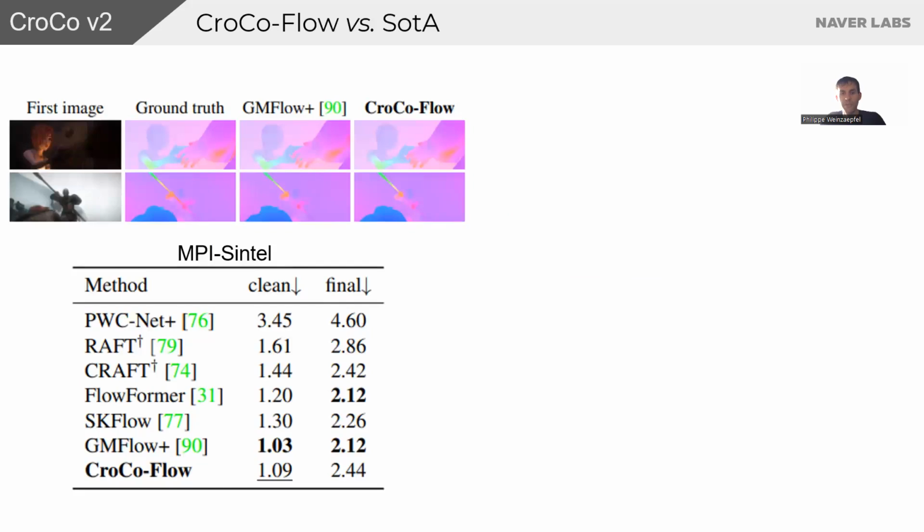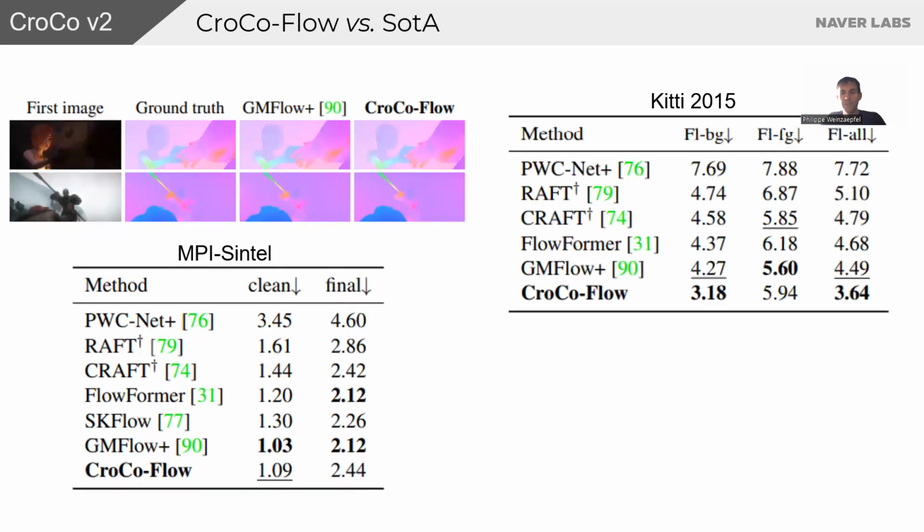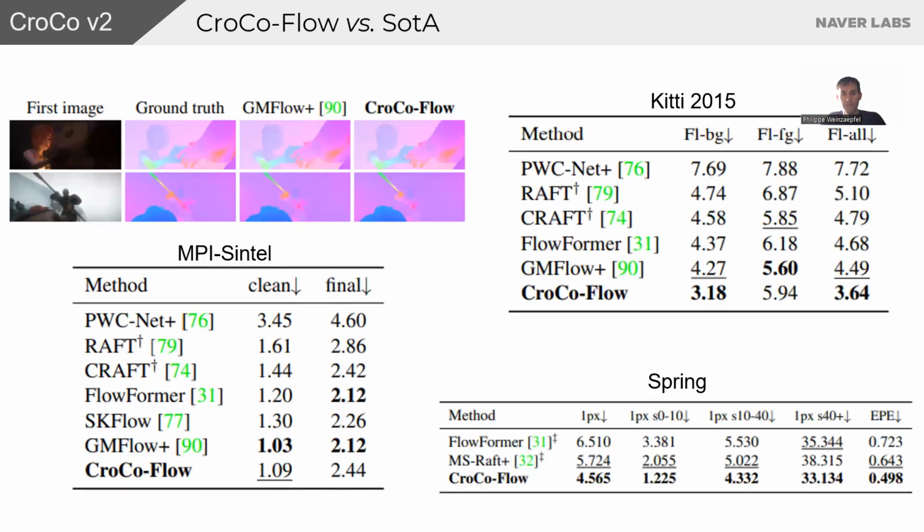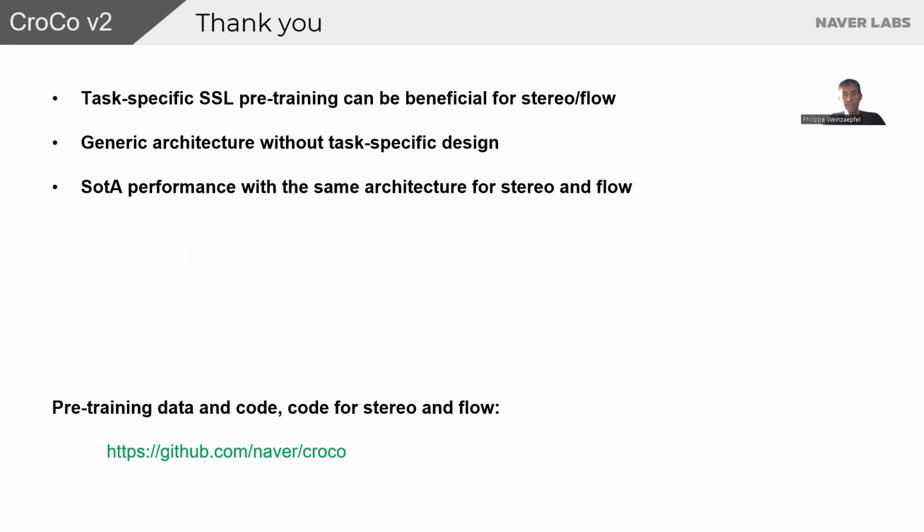For optical flow estimation, here are some visualizations of CroCo-Flow on MPI Sintel. On the leaderboard, we are competitive while obtaining state-of-the-art results on KITTI and Spring. The pre-training data and code, as well as the code for stereo and flow, are available online. Thanks for your attention.